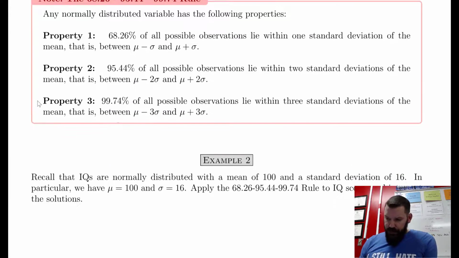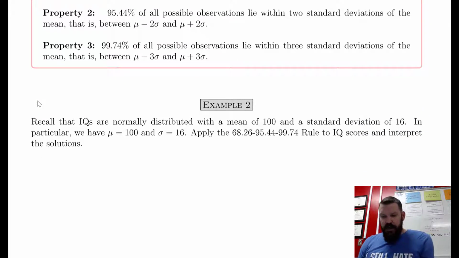With example 2, it says, recall that IQs are normally distributed with a mean of 100, standard deviation 16. In particular, we have mu is 100, sigma is 16. Apply the 68, 95, 99 rule to IQ scores and interpret the solutions.